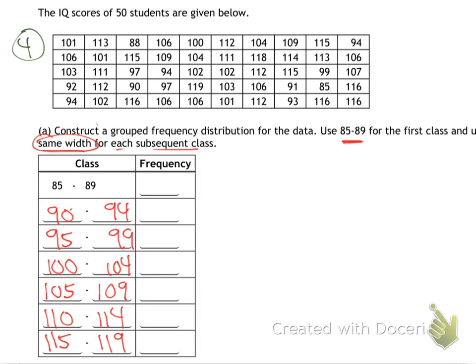Here we go. Let's start with the first number, 101. Which category? Let's suppose these are just a bunch of data. Which one of these classes, categories, does the number 101 fall in? Yeah, this one right here. It's somewhere between 100 and 104. Right? 101 is between 100 and 104.